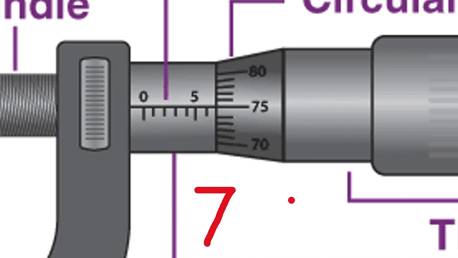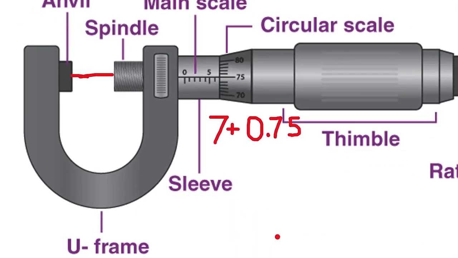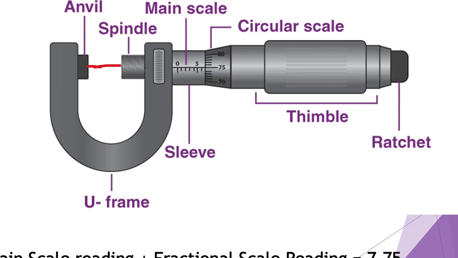Now this 75 is written as 0.75. If the number is in tens, then we say 0.75, and if the number is in units, then we say 0.01 or 02 or 03. So 0.04 or 0.06. But if it's in tens, then we write it this way: 0.75. No zero in the middle. No zero after the point. So now we add the main scale reading and the fractional scale reading to get the answer, which is 7.75. So this is how you measure an object's length or diameter using the micrometer screw gauge.